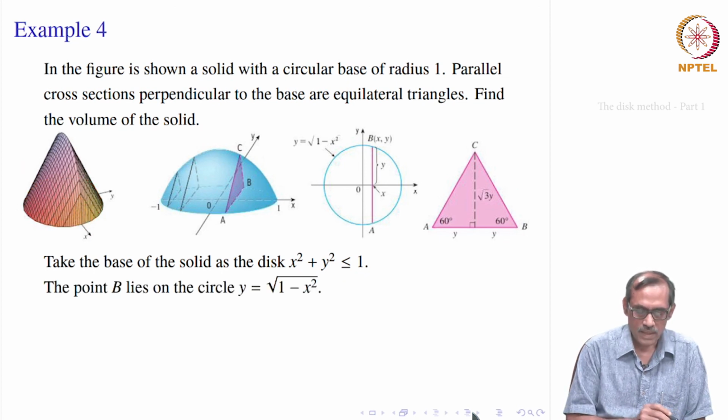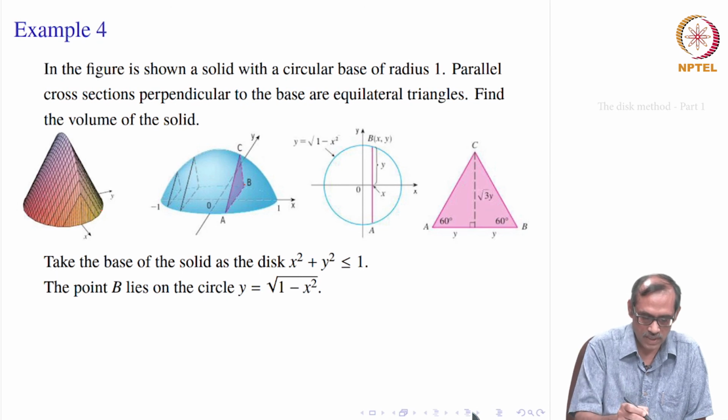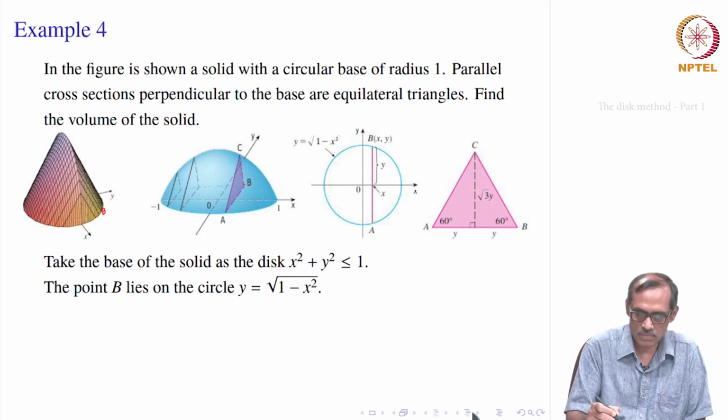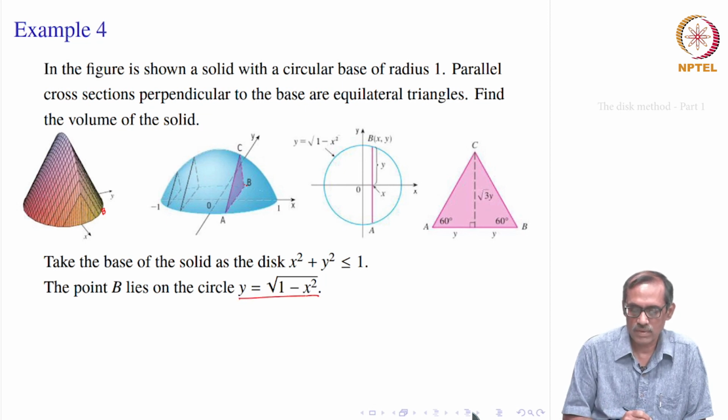Okay. The point B is the point here, where the cross sectional area comes. So, that is printed here B in the second picture, that lies on the circle, right, which is the boundary of this disk x square plus y square less than or equal to 1. Therefore, in the plane x y, y is equal to square root of 1 minus x square. That is clear because this is B x y. So, that gives rise to y equal to square root of 1 minus x square.